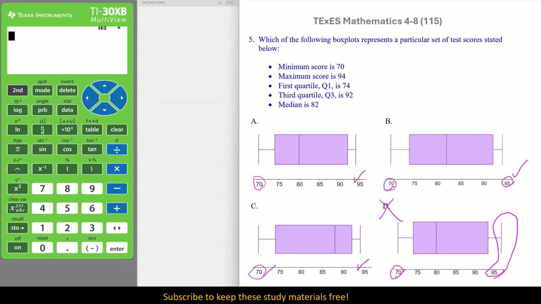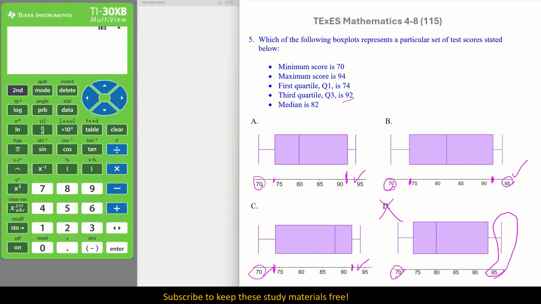Now, the first quartile, which is Q1, is located at 74. A, I would agree with that. C, I would agree with it. And B, sure. So let's move on to Q3, or the third quartile. That would be the other end of the box. They're saying 92. Yeah, estimating, I'll buy it. I'll go for that. And this one, yes. And this one. Well, those all check out.